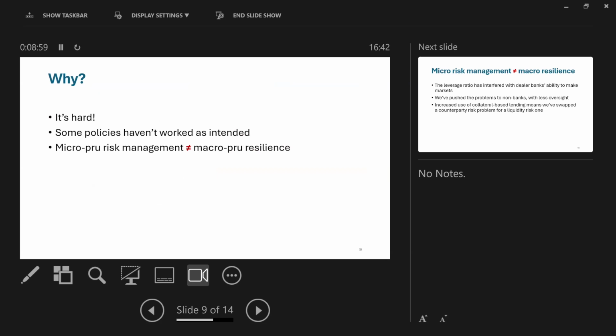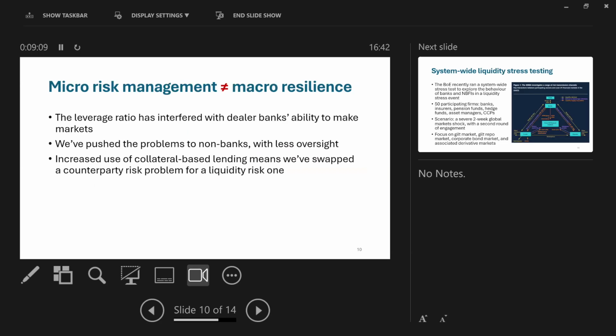Third argument is there's a difference between microprudential risk management and macroprudential resilience. So what do I mean by that? Okay, there's one well-trodden example, where it's well known now, I think, that the leverage ratio, a tool that's put on banks to prevent them from running into solvency issues, has an interaction, at least for dealer banks, with their willingness and ability to intermediate markets. So that's one facet of this difference. Another, I think, is an obvious point, which is that by regulating banks very strongly, we've pushed some of these issues into non-banks. That feels like it's been an issue.